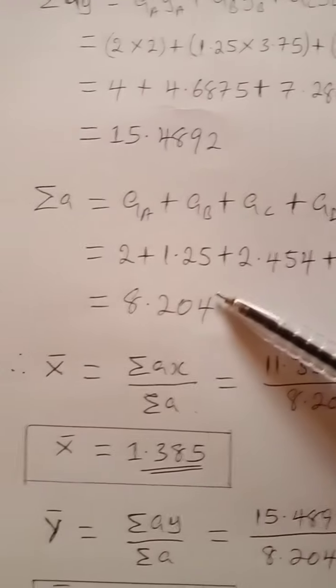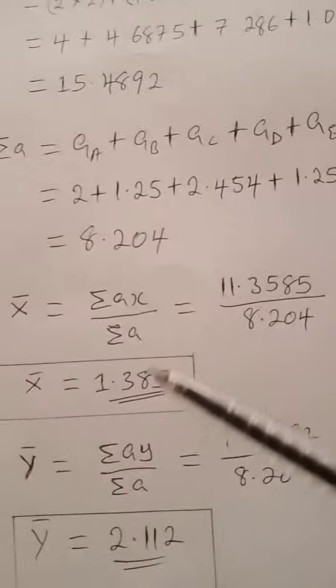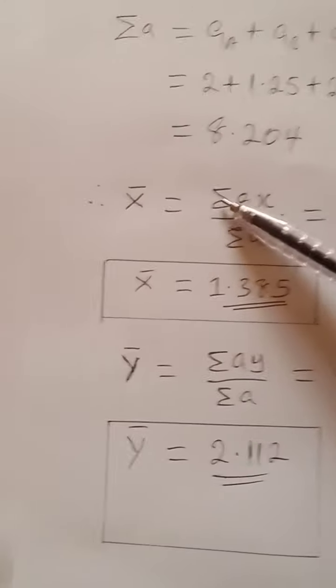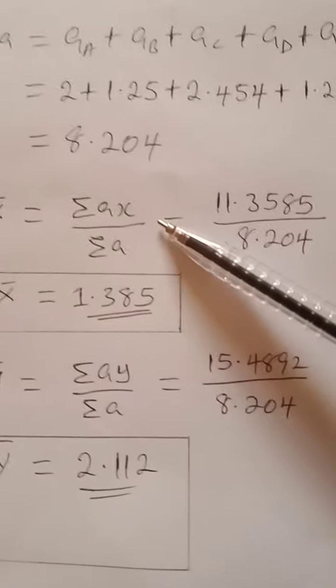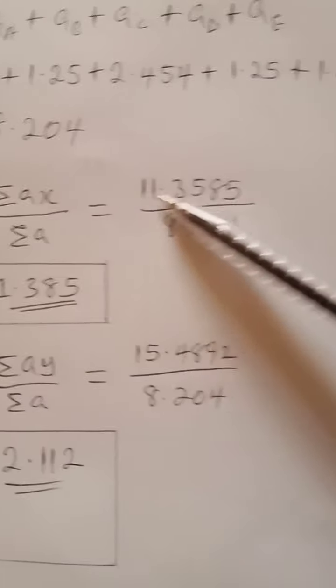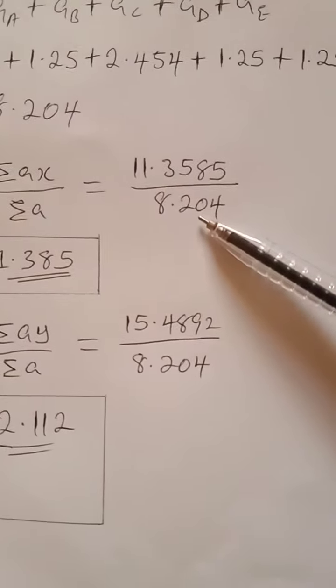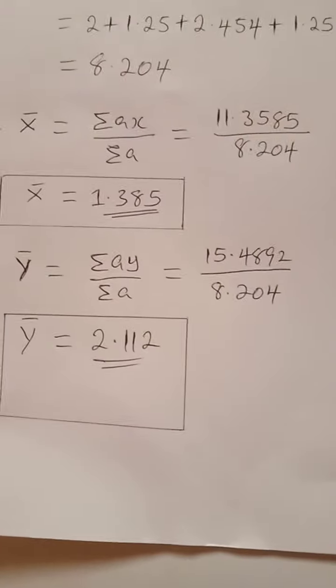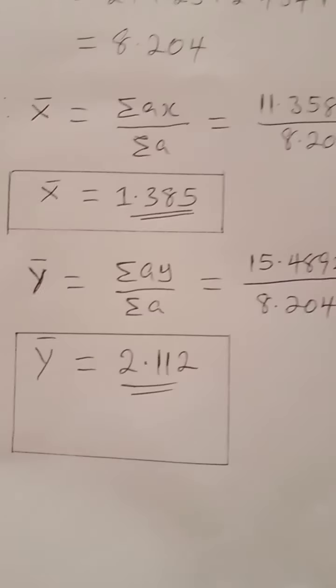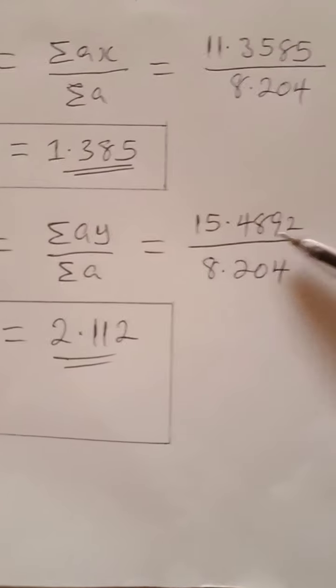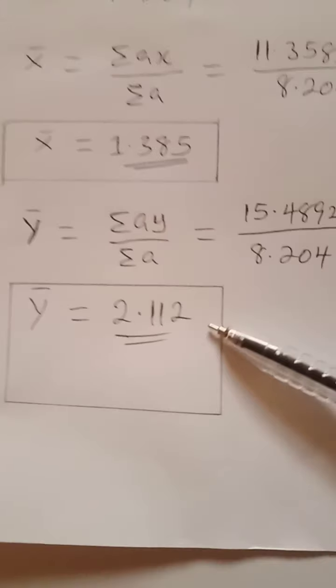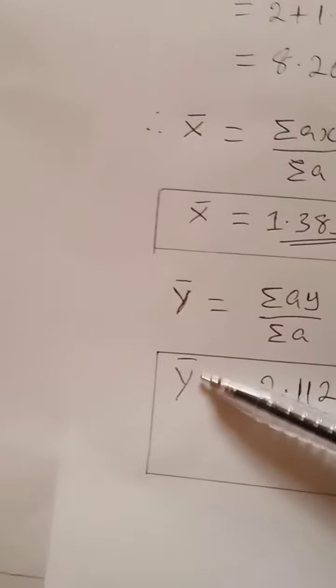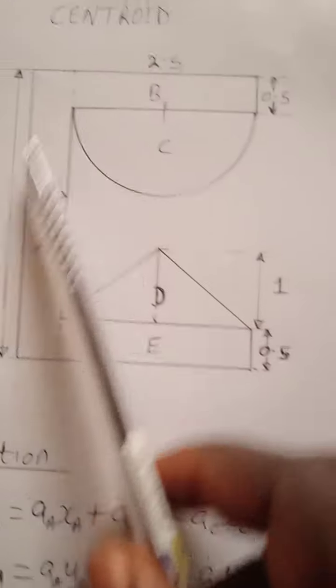Then we can now find our bar x, which is the summation of all the moments on the x-axis over the summation of all the areas. We get this. And also the summation of all the moments along our y-axis over the summation of all the areas. Then we get this. Meaning that bar y and bar x are the center of the whole shape here.